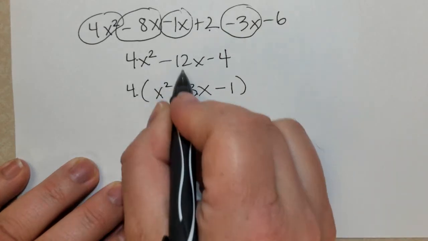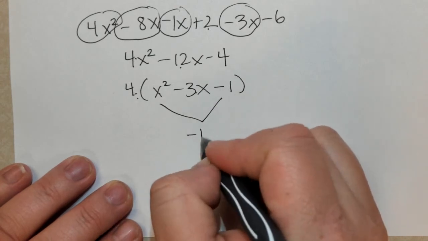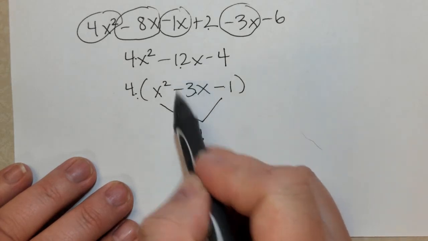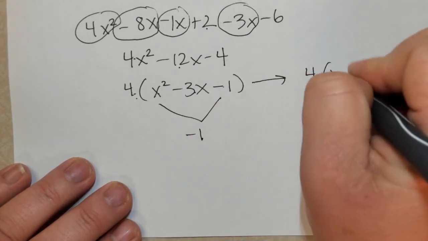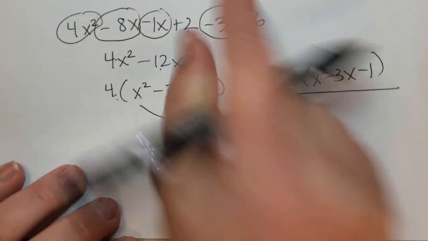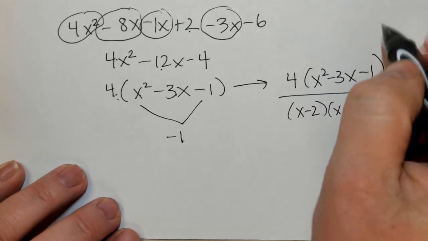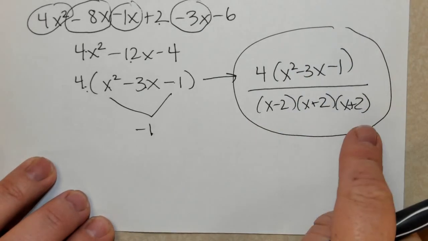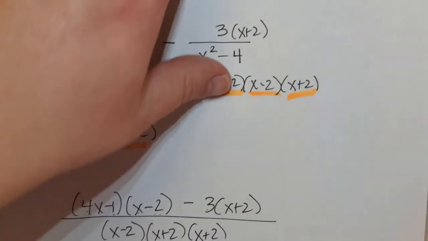That's correct. Now, is it possible to come up with two numbers that multiply to equal negative 1 and somehow combine to give us a negative 3? That's not possible. So what do I do at this point? Well, I have the numerator. I've simplified it as far as possible. And then the denominator was our common denominator. This is equivalent to this original expression.